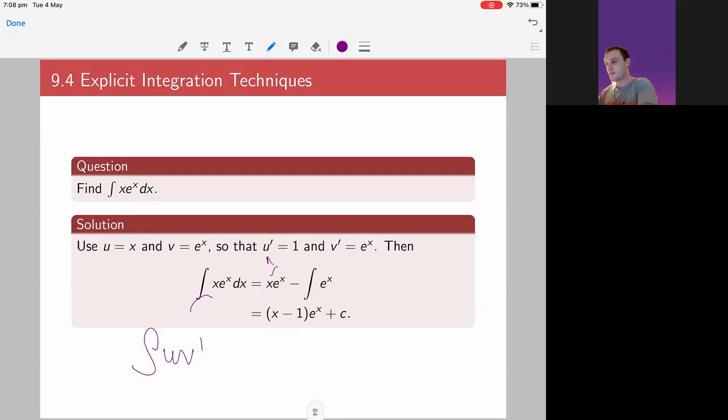As I said before, this is equal to the integral of uv dash, which is uv minus the integral of u dash v. Well, the integral of e to the x is just e to the x, so it ends up with x times e to the x minus e to the x, which I can factor nicely like that. And then I've got to include my arbitrary constant from before. So this is another good example of integration by parts. Basically, these are the only 2 examples of integration by parts we'll look at.